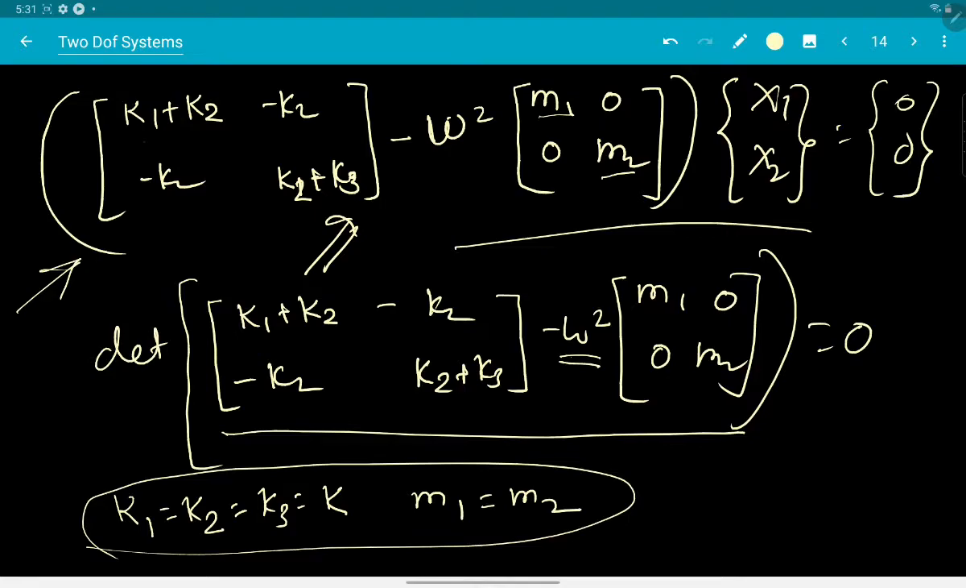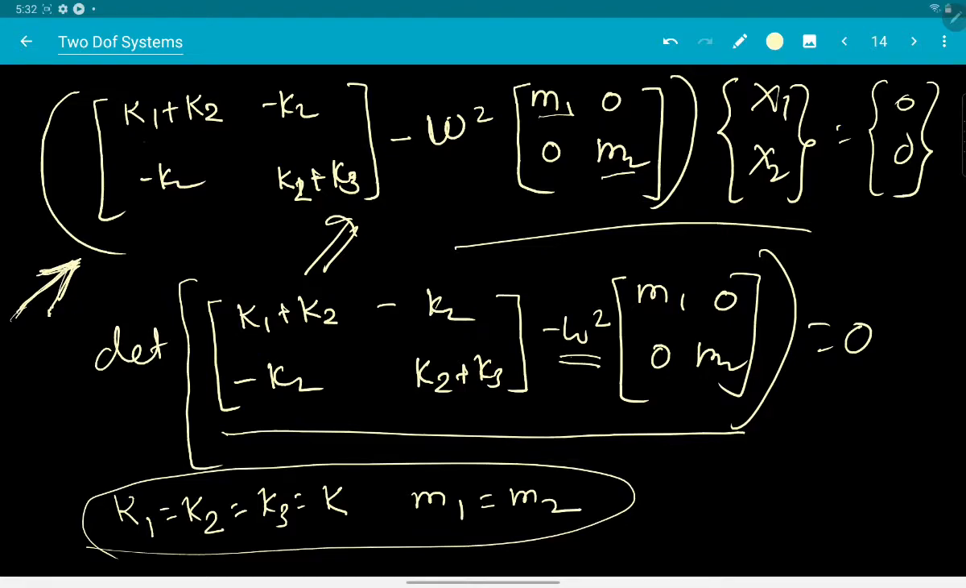Further, we also assumed that x1 and x2 are both harmonic and in phase. So whatever is the displacement of mass number 1, mass number 2 has an in-phase displacement with mass number 1. If this has to happen, then we ended up with this condition, which we have discussed.